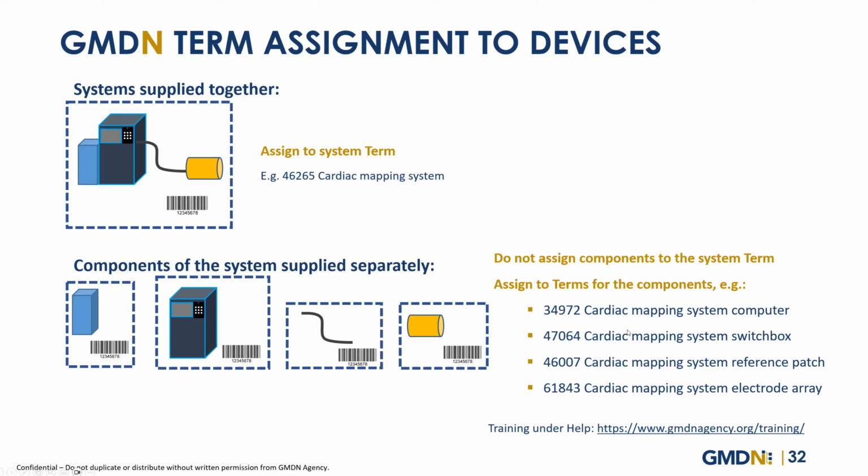So we have in this example some component terms that would hypothetically be the appropriate terms for this assembly: a system computer term, a system switch box, a system reference patch, and a system electrode array. These are the component terms that are appropriate for the component products that are supplied individually. If you need further guidance on this and various other topics, we have a lot of training material under the help drop-down menu on our website.